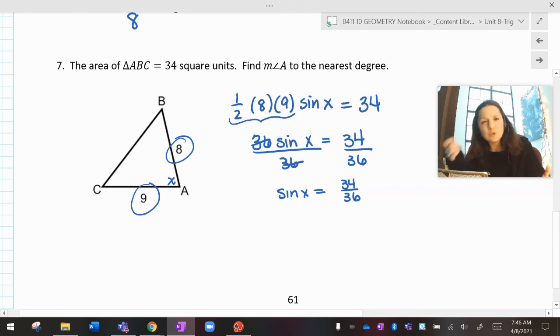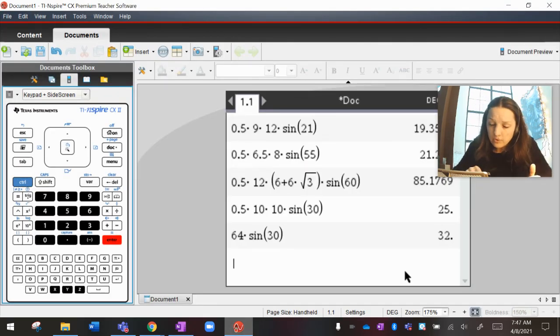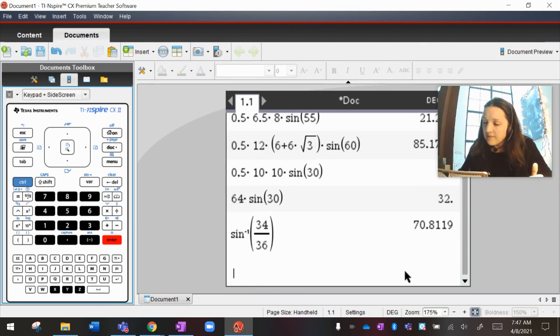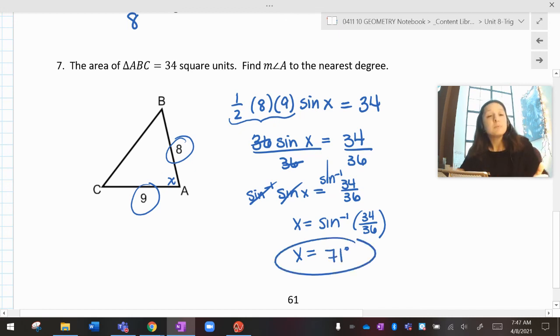And I still need to get x alone, so I need to get rid of sine, which means I need to take the inverse sine of both sides. And remember, anytime you need an angle, you need to use an inverse trig function to get it. And now I just need to do inverse sine 34 over 36. Inverse sine 34 divided by 36 is 70.8. And it says to the nearest degree, so 70.8 is going to be 71 degrees.